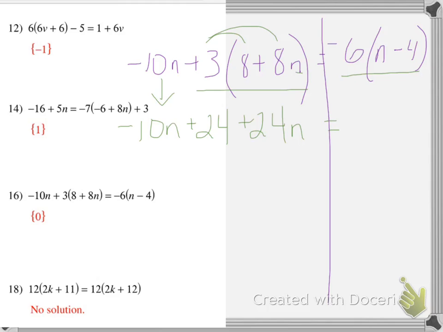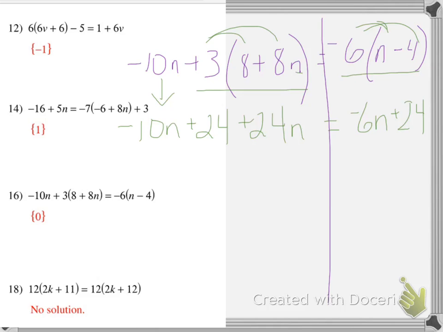Awesomeness. And then we come over. Again, we distribute. Don't lose that little negative. It's kind of hiding there. That's a negative 6n plus 24. There's a lot of 24s, huh? So, again, negative 6 times n is negative 6n. Negative 6 times negative 4 is positive 24.